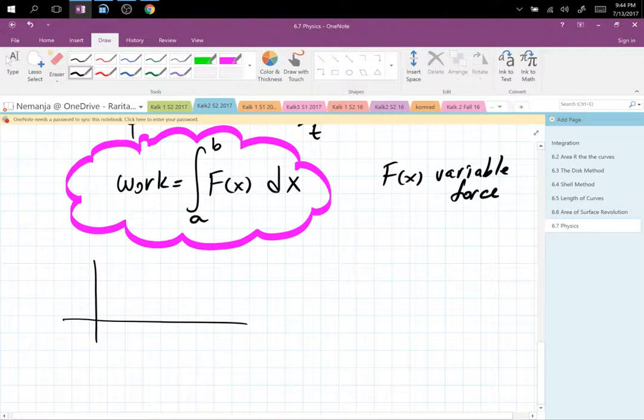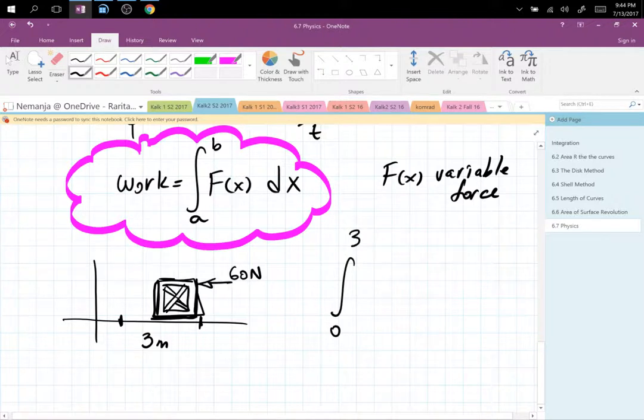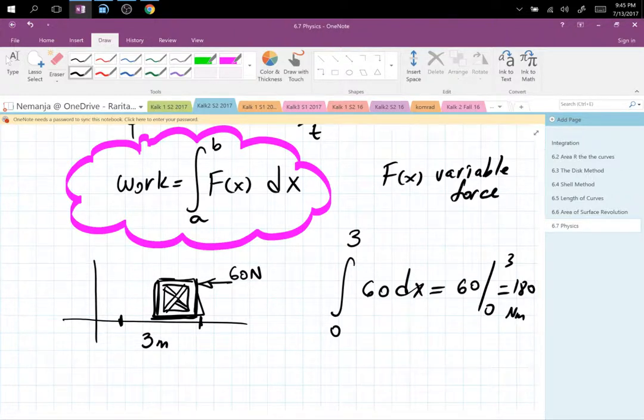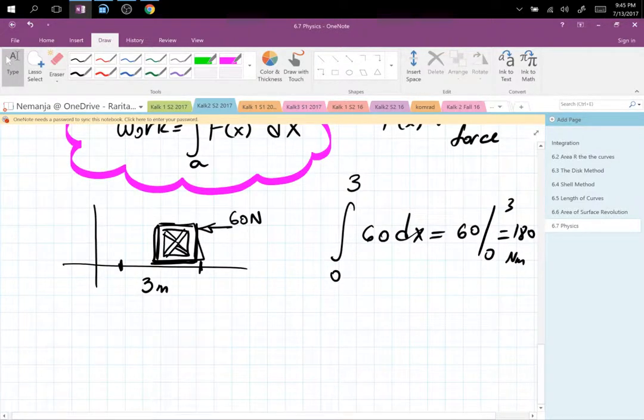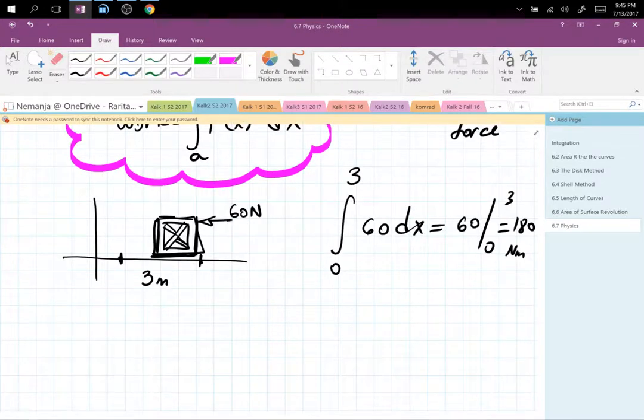If you have a crate, which you are pushing with 60 newtons of force, let's say 3 meters, then you can just say 60 times 3 is equal to 180, or you can go 0 to 3 of 60 dx, and you will get 60x from 0 to 3, which is 180. Newton meters. That's the units, Newton meters for work. So it's overkill to use integral on basic problem which you can only solve as force times distance. But when the force is variable force, well, then you have to use the integral.